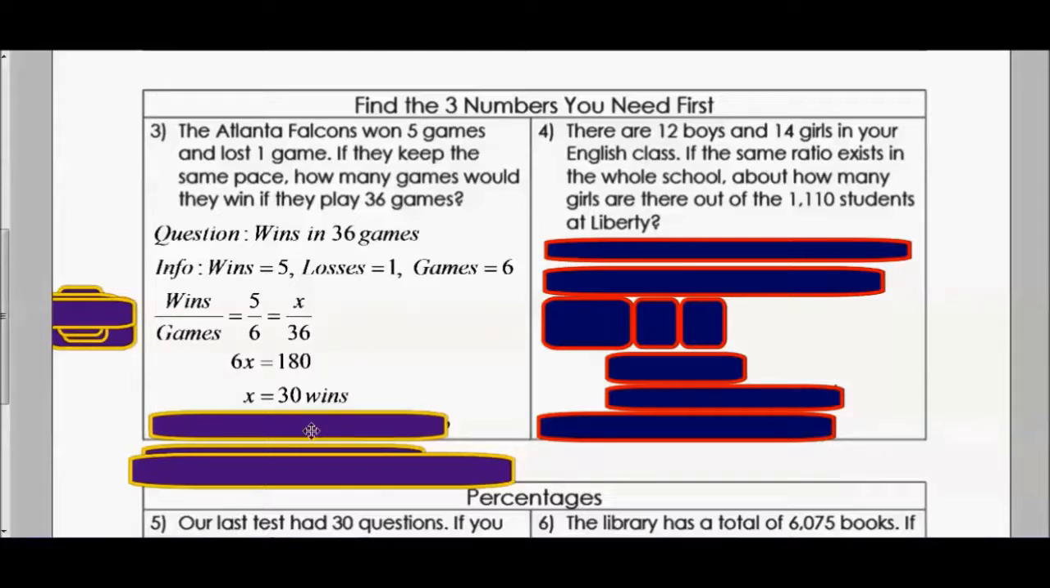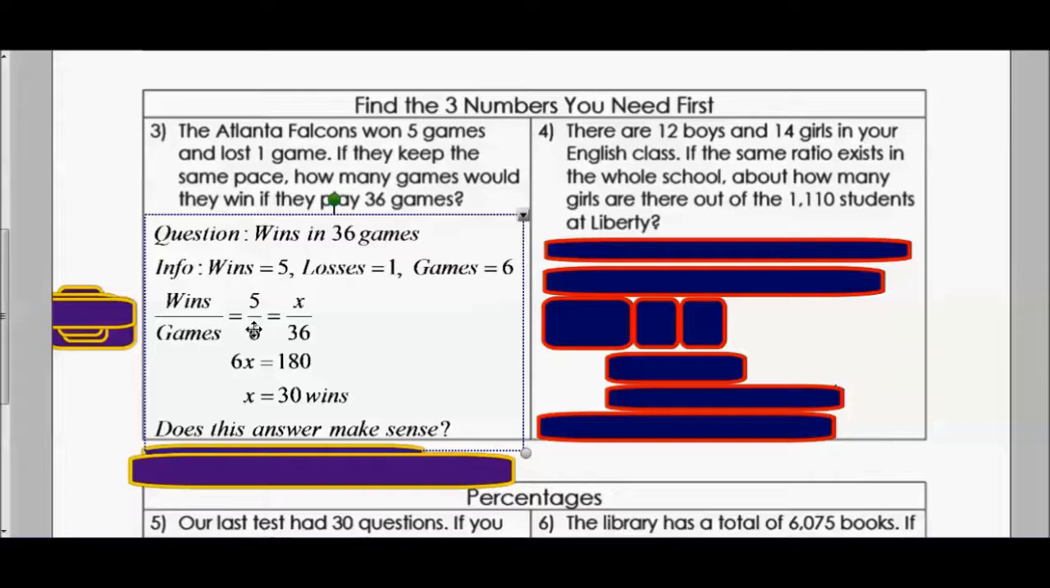Again, does that answer really make sense? Yeah, I mean, they're winning most of their games. 5 out of 6 is pretty good. 30 out of 36, again, that's pretty good. That's most of their games. You could also divide that fraction out. 30 divided by 36 is the same thing, that same 0.833 repeated as 5 divided by 6. You could also think about this as playing 6 times the number of games. They multiplied this number by 6, so that number was also multiplied by 6.